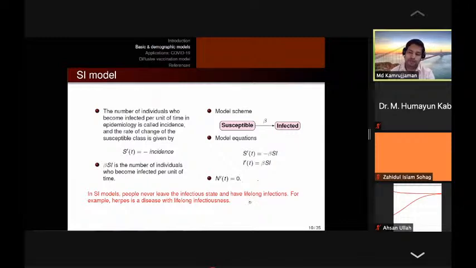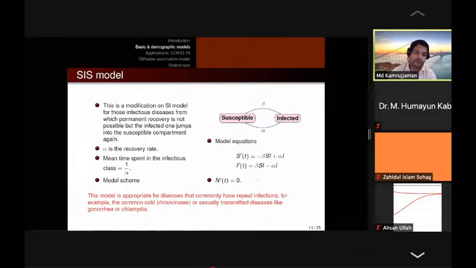So if we take, for example, RP. RP is a disease with lifelong infections. If you have more interest about this disease, you can check the literature or Google it, and you will get a lot of information about this disease. Because today, most of the models are a little bit more advanced models. So at that point, you can say okay, the SI model is a meaningless model. So definitely not.